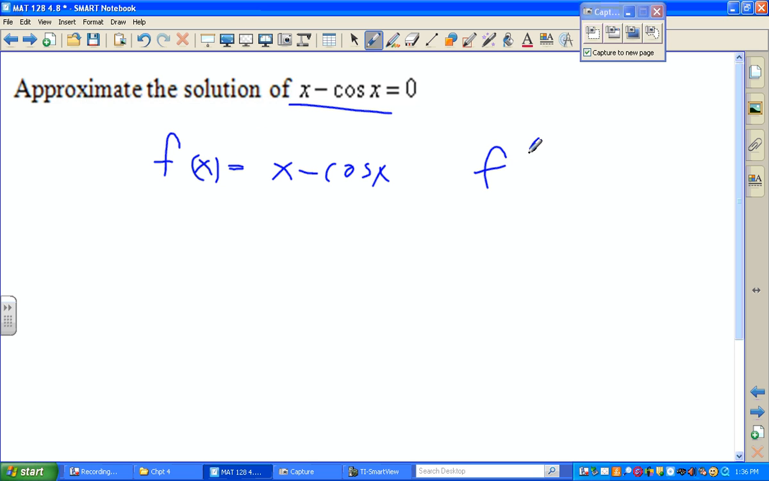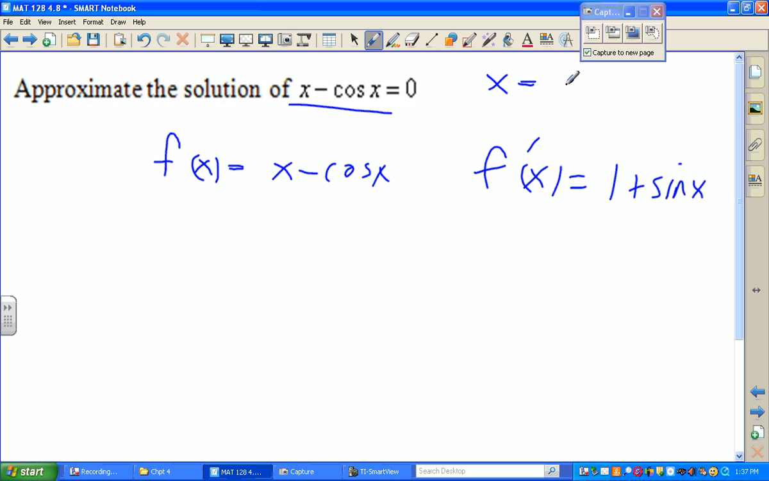So I need a derivative, correct? The derivative equals 1, and the derivative of negative cosine would be plus sine. Okay? Calculator is obviously in radian mode, right? You did that? Fantastic.